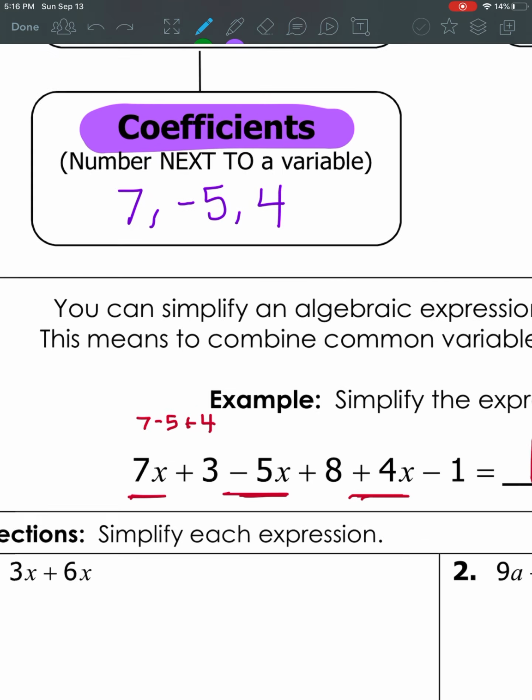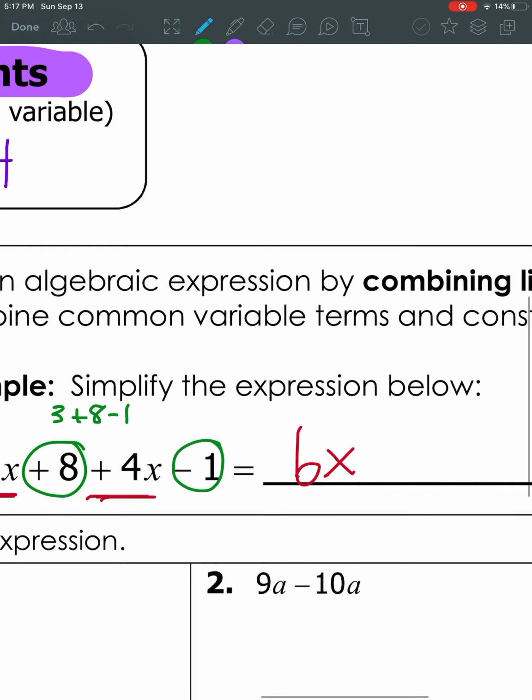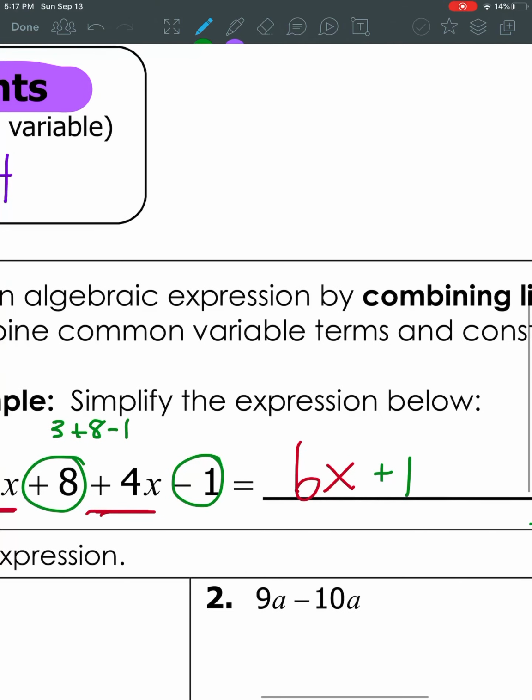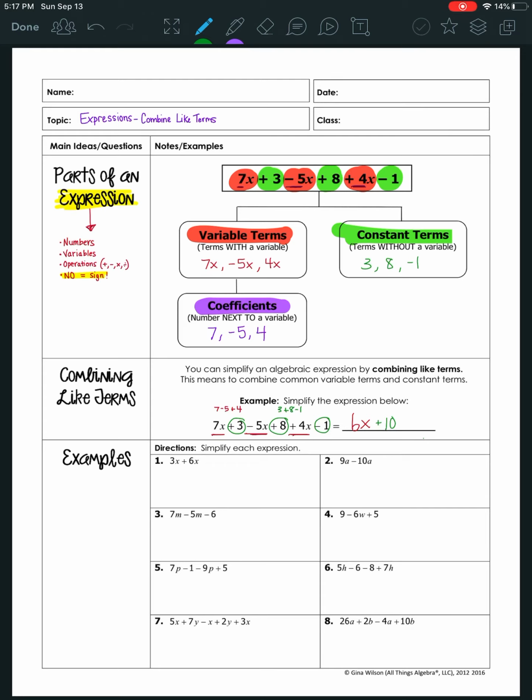Then the next part we have our constants, our numbers that do not have variables on them. So positive 3, positive 8, and negative 1. So again, we just combine those. 3 plus 8 is 11, and then 11 minus 1 is 10. So 6x plus 10 is the exact same expression as we started with.